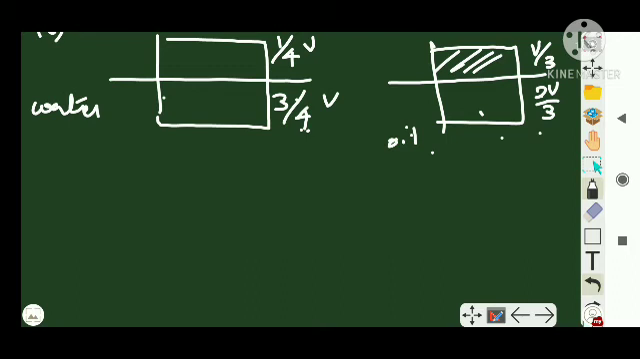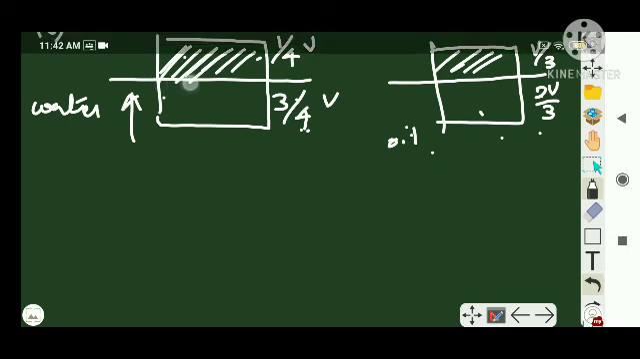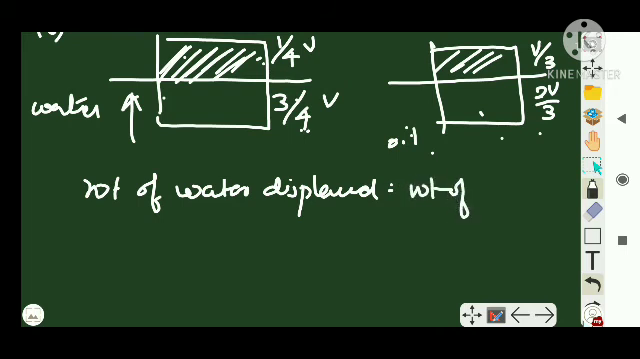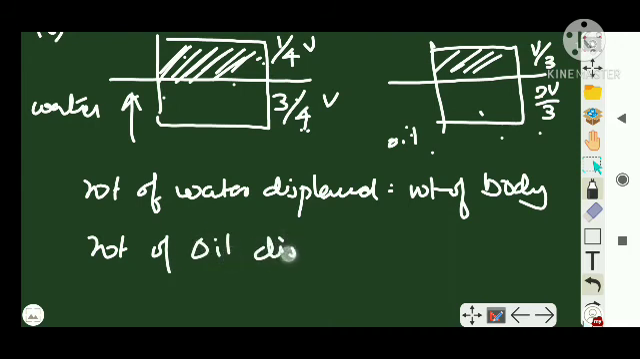Let me make it clear. This is floating because the buoyancy here is balancing the weight of the block. That is, the weight of water displaced is equal to the weight of this body. Then only this floats. Similarly, this floats when the weight of oil displaced is equal to the weight of the body. This you have learned earlier.